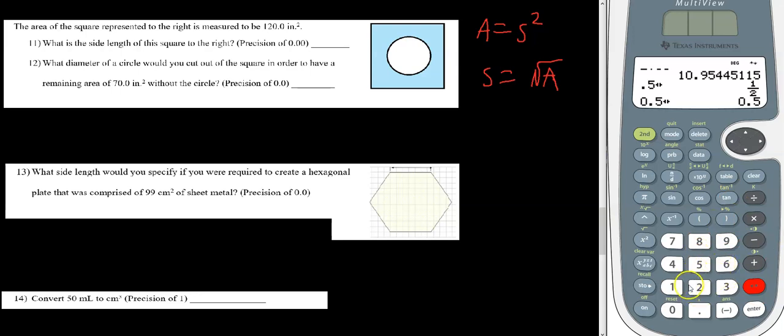One more example of that would be if I wrote 10 pi. I hit enter and it gives me 10 pi. Hit that conversion button and it'll convert it for you.